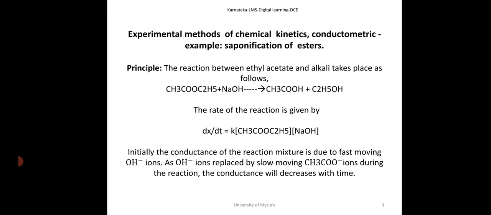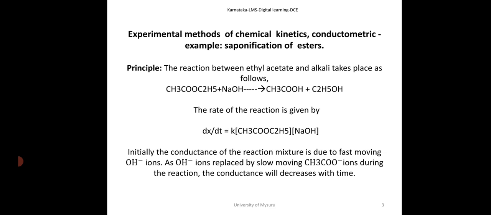Principle. The reaction between ethyl acetate and alkali takes place as follows. Ethyl acetate reacts with sodium hydroxide, gives acetic acid and ethyl alcohol. The rate of the reaction is given by dx by dt is equal to K into the product of concentration of the ethyl acetate and sodium hydroxide.